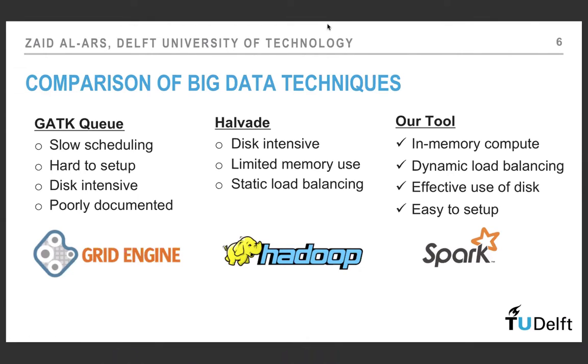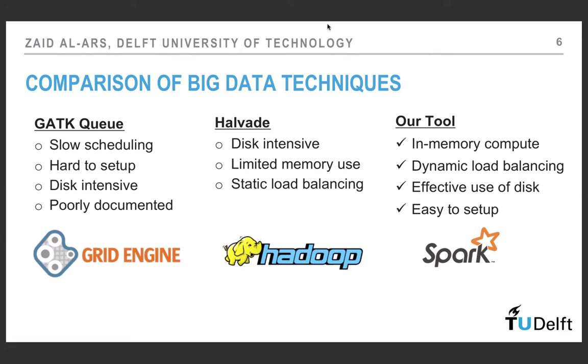There are a couple of existing methods to scale up the GATK genomics pipeline in a cluster environment. GATK itself has GATK-Q that scales up the GATK pipeline in a supercomputing cluster. However, it's a hard to set up approach and it is rather disk intensive. There is Halvade, which is a big data scalability framework for the GATK pipeline. However, it's based mainly on the Hadoop file system, which makes it disk intensive and has limited use of memory and only allows for static load balancing.